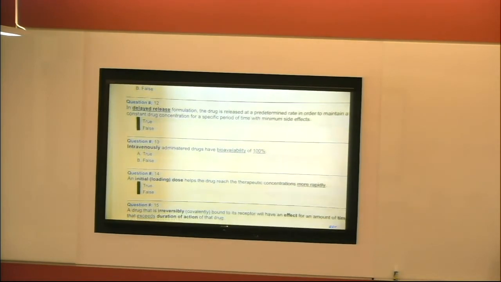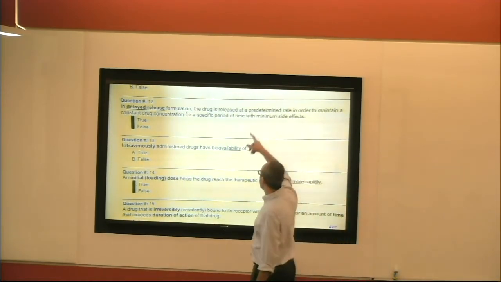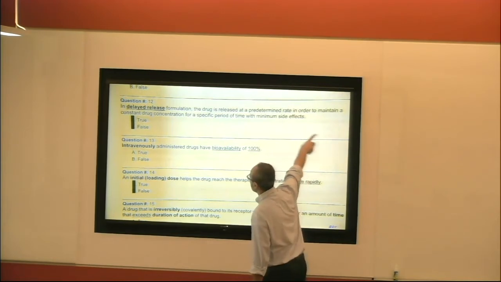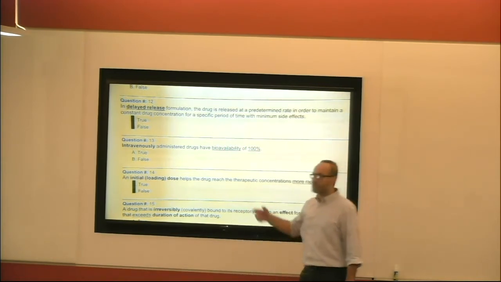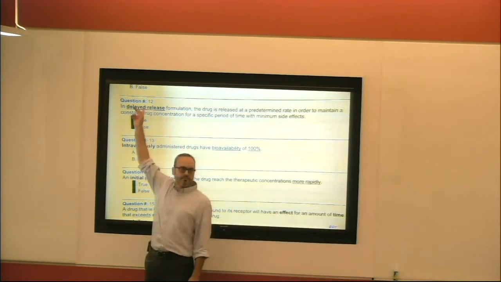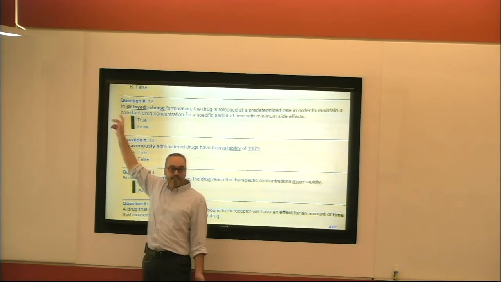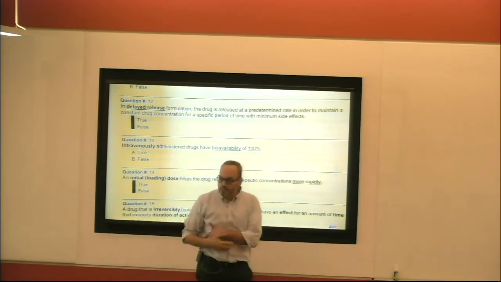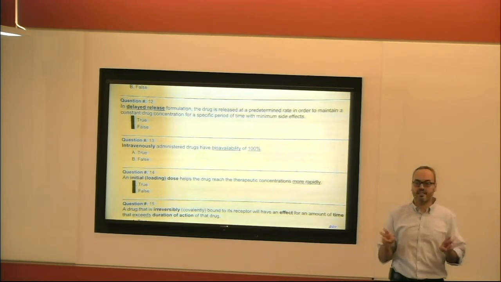Number 12. So delayed release, we would explain that, right? Delayed release formulation, release the drug in constant concentration over a specific time. We all know it's false. How would you fix the sentence to make it true? We'd say extended release. Okay. So delayed release actually would pass the stomach, and that's it. That's the whole goal of delayed release, like enteric coating.